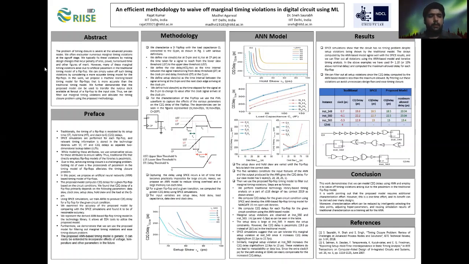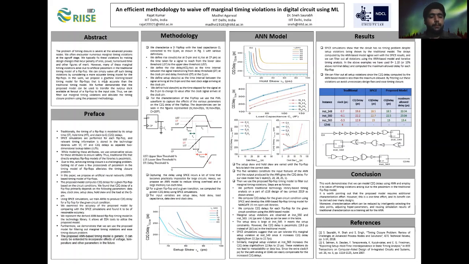In this paper, we are trying to solve the problem of timing closure, which is very severe at advanced process nodes. We encounter numerous margin timing violations at the sign-off stage. We fix these violations by making design changes, which in turn incur a lot of penalty in area, power, turnaround time, and other figures of merit. However, many of these margin timing violations arise due to the artificial pessimism which is considered during the modeling of the flip-flop. So we can simply waive off these timing violations.